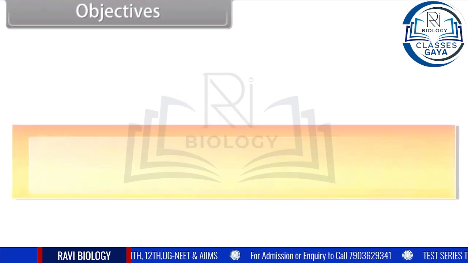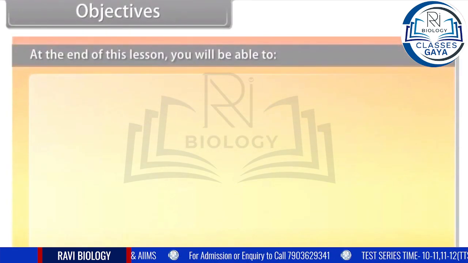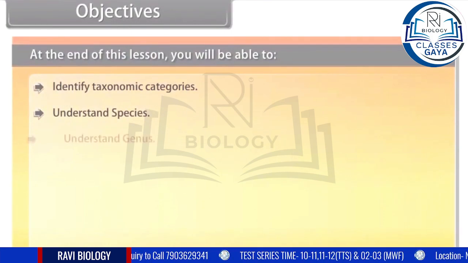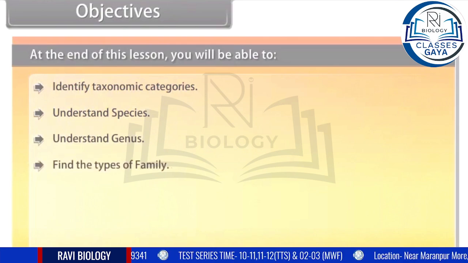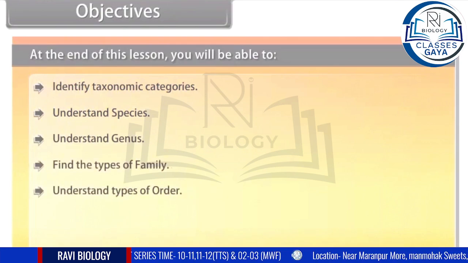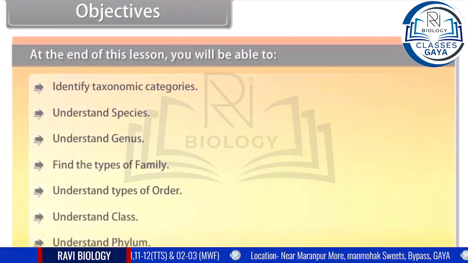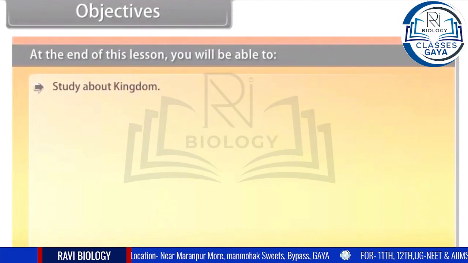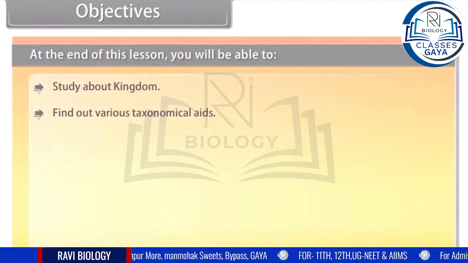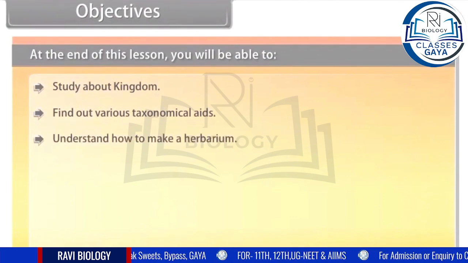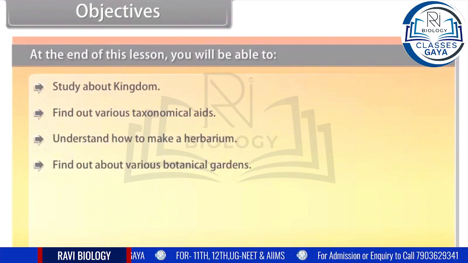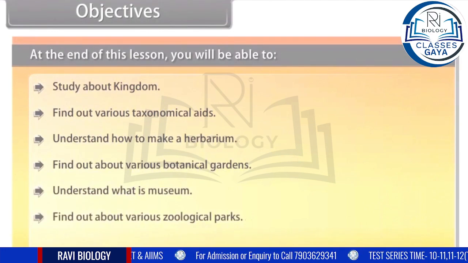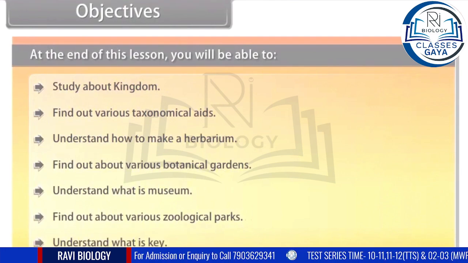Objectives. At the end of this lesson, you'll be able to identify taxonomy categories, understand species, understand genus, find the types of family, understand types of order, understand class, understand phylum, study about kingdom, find out various taxonomical aids, understand how to make a herbarium, find out about various botanical gardens, understand what a museum is, find out about various zoological parks, and understand what a key is.